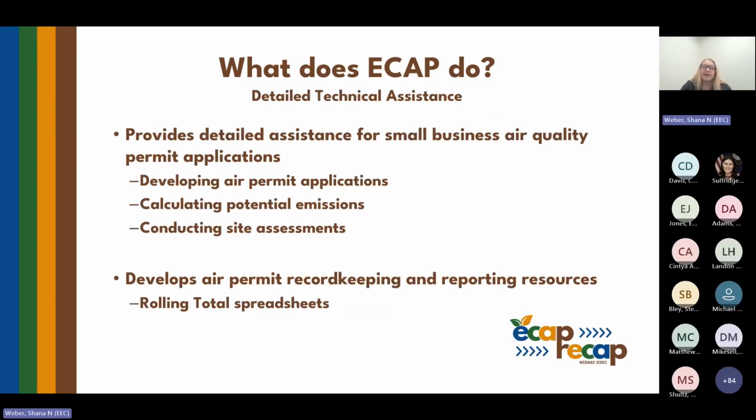So like I said before, one of ECAP's major duties is going to be providing technical assistance. As I mentioned in that last slide, we do specialize in small business assistance, and specifically with questions related to air quality. Some of that technical assistance that we may do includes doing site visits, doing potential emission calculations, and specifically for small businesses, we can actually help develop full air permit applications and fill out any required forms. We can also develop record keeping and reporting spreadsheets for air permit requirements. A good example of that is rolling total spreadsheets. We can help develop those.